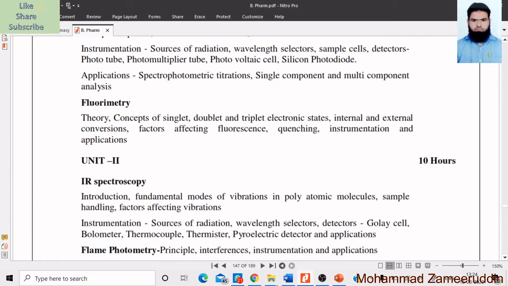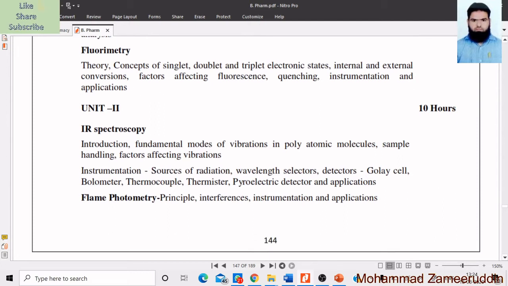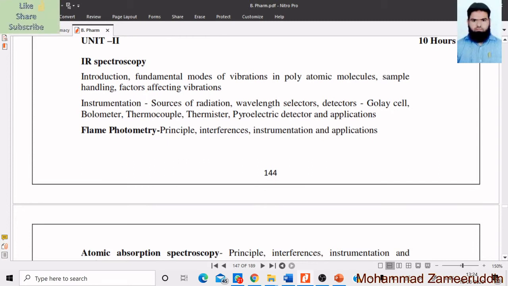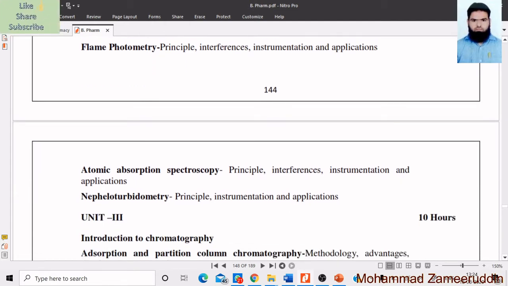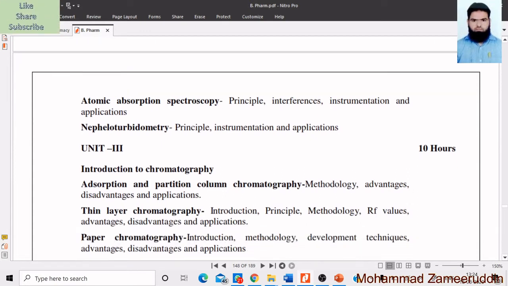Now the second unit is IR spectroscopy. In this we will learn the fundamental modes of vibration in different atomic molecules. In the same way, the instrumentation of the IR spectrophotometer. After that we have to discuss flame photometry, where we will also discuss principle, interferences, instrumentation and application. Likewise atomic absorption spectroscopy, its principle, interference, instrumentation and application, and the last point is nephelo-turbidimetry.